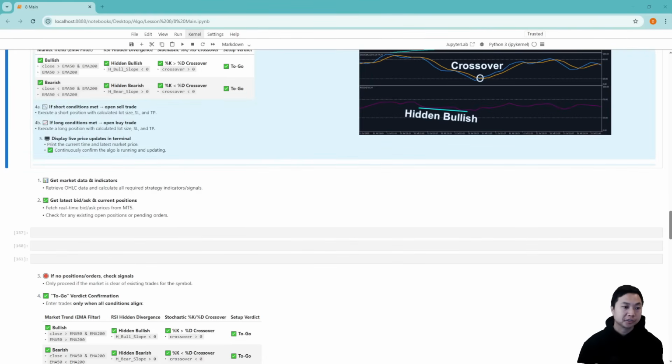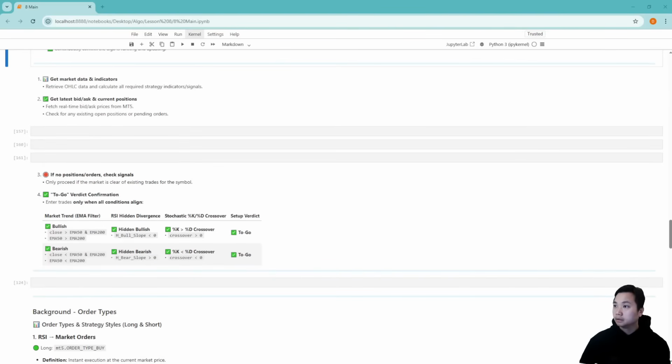And finally, I just display the live price updates in the terminal, and this helps us continuously confirm that the algo is running and updating correctly. And that's it, the main logic flow in a nutshell. Now let's start working on the main.